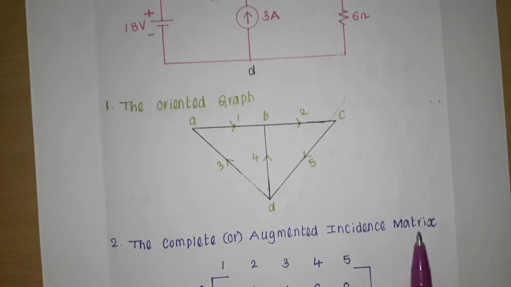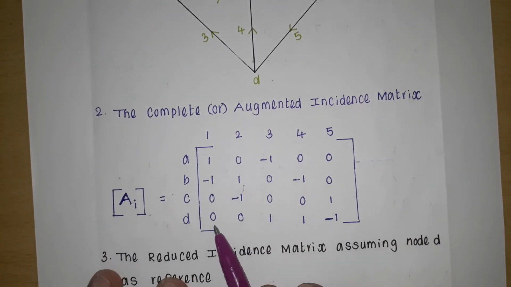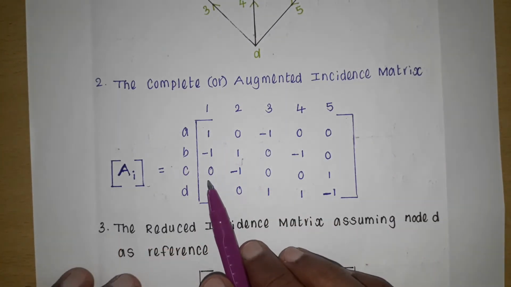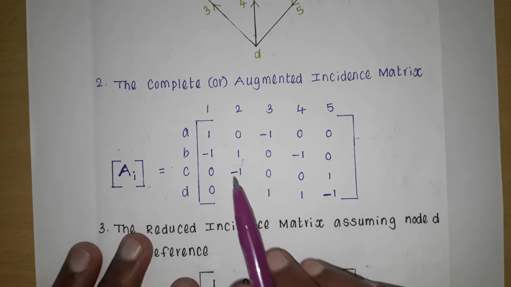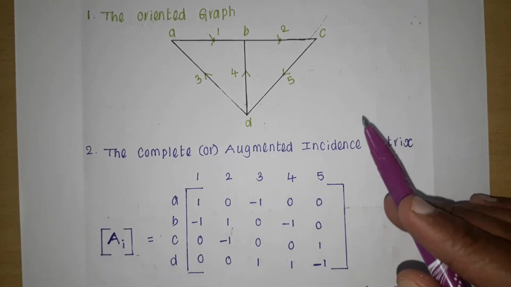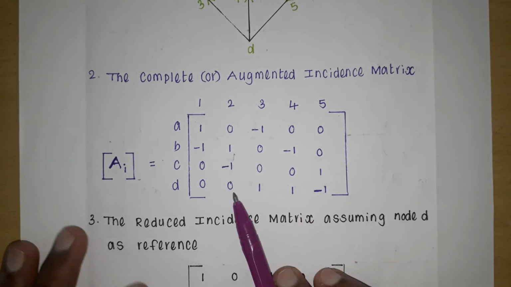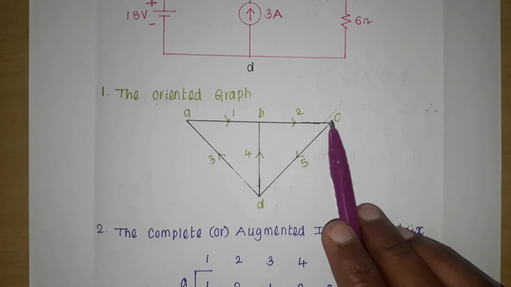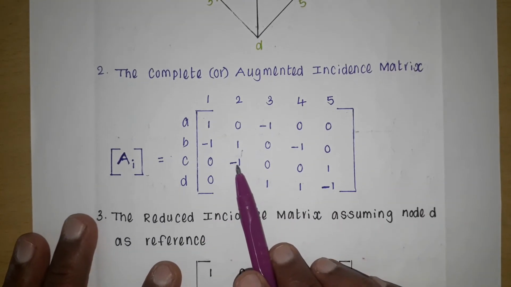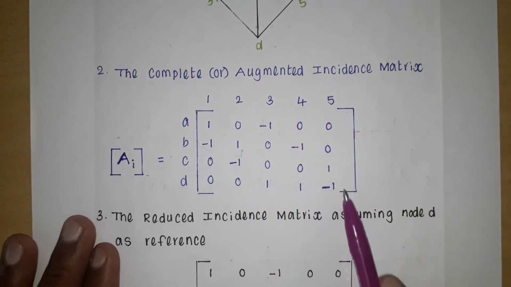The first branch is connected between A and B, so A and B are non-zeros and C and D are zeros. It is leaving at A and coming to B, so A is plus 1 and B is minus 1. Similarly, the second branch is connected between B and C, so B and C become non-zero elements and A and D are zeros. It is leaving at B and coming to C, so B is plus 1 and C is minus 1. In a similar manner we fill the third, fourth and fifth columns.